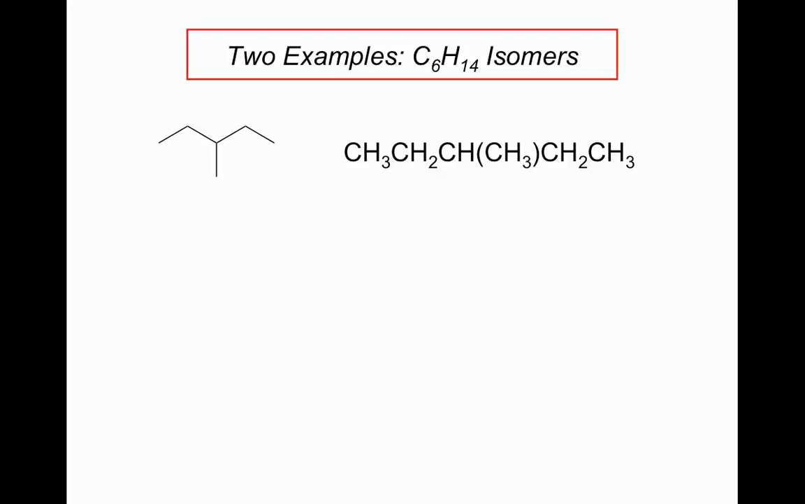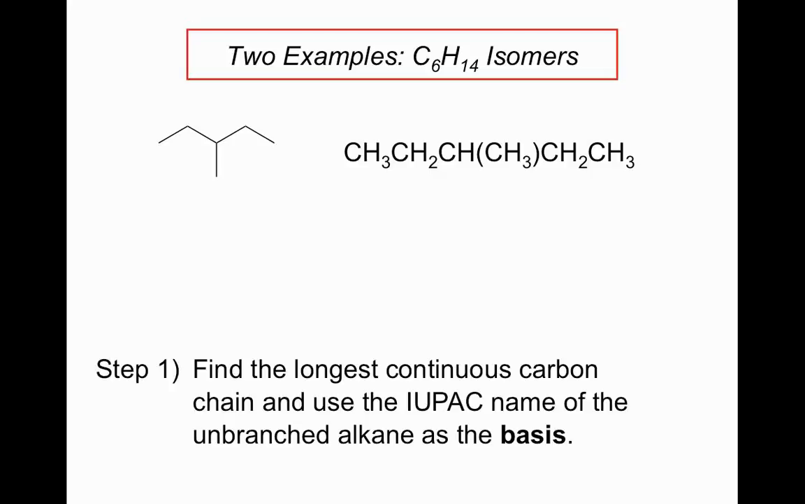Okay, so same 3 rules. Find the longest continuous carbon chain and use the IUPAC name of the unbranched alkane as the basis. So let's count from all directions. 1, 2, 3, 4. 1, 2, 3, 4, 5. 5 is longer than 4, so we know that the 5-carbon chain is the basis in this structure. If you count from the other side, you'll see it's the same: 1, 2, 3, 4, 5. 5-carbon is the longest continuous chain, so again, this is a pentane isomer of hexane.